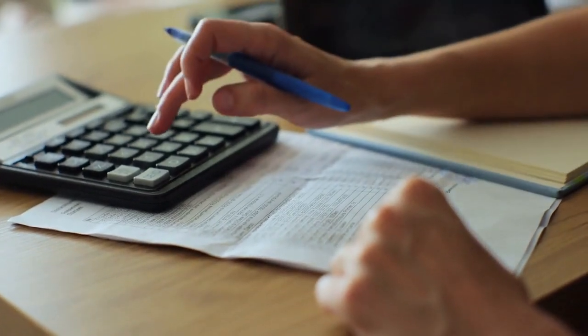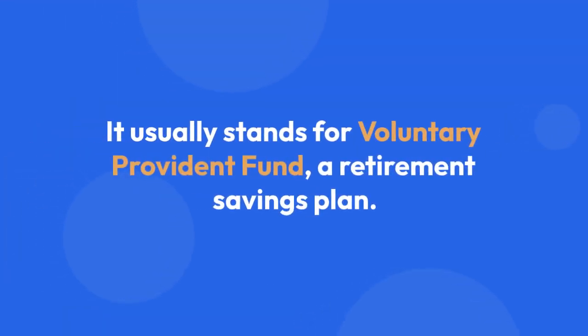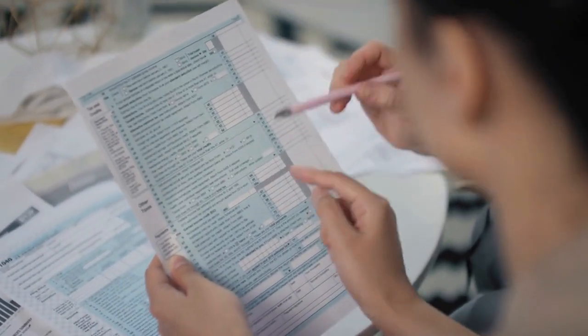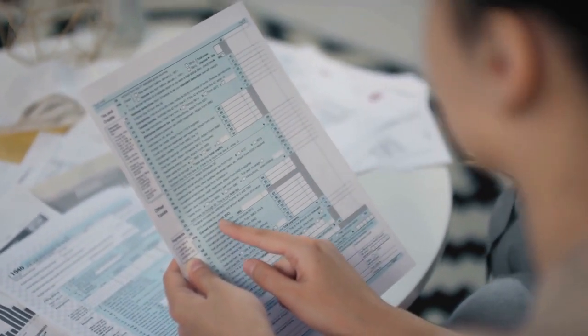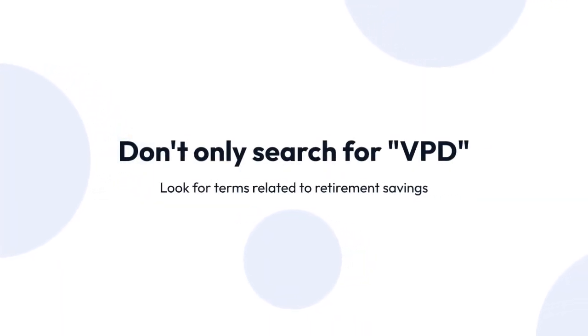First, understand what a VPD number might represent. It usually stands for Voluntary Provident Fund, a retirement savings plan. Sometimes it might be abbreviated differently, like VP Fund or a similar variation. Therefore, don't only search for VPD, but also look for terms related to retirement savings or your employer's specific terminology for it.